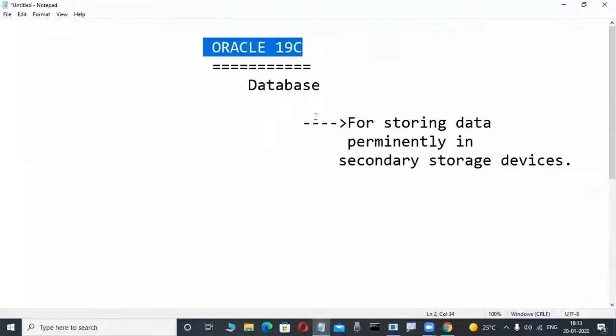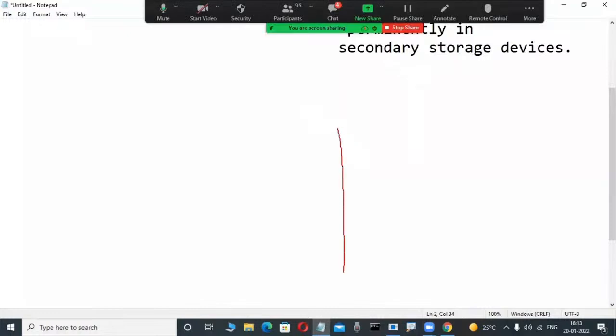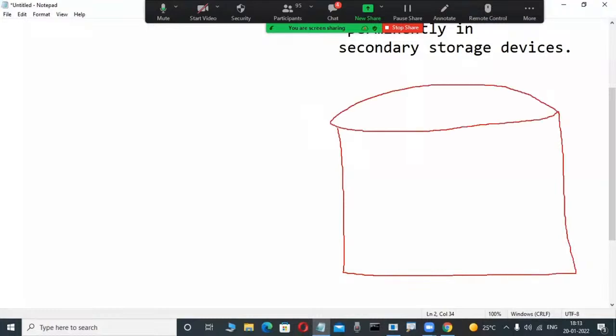Concentrate here. Very important. Suppose I'm a first-time newcomer. How am I thinking? Oh, maybe database is nothing. Suppose I'm installing Oracle software, which is one of the database software. Whenever I install Oracle software into my system, automatically some place is created in the hard disk. Oh, maybe this place is called a database only.